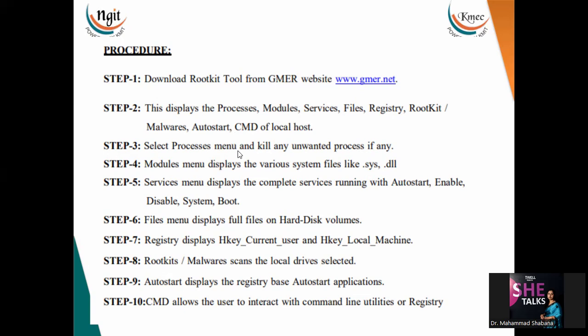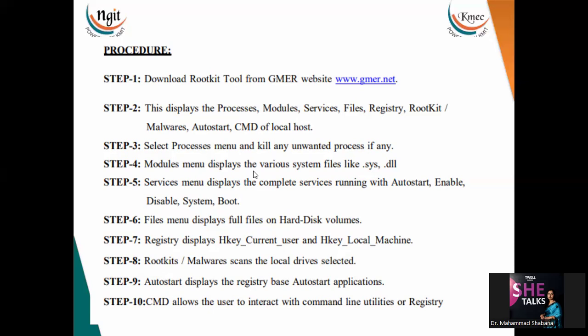In step 3, the user navigates to the processes menu within GMER. If any unauthorized or suspicious processes are detected, for example, processes you don't recognize or that are not related to installed software, they can be terminated to prevent further damage.